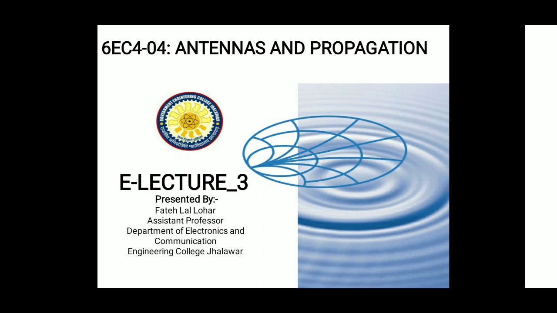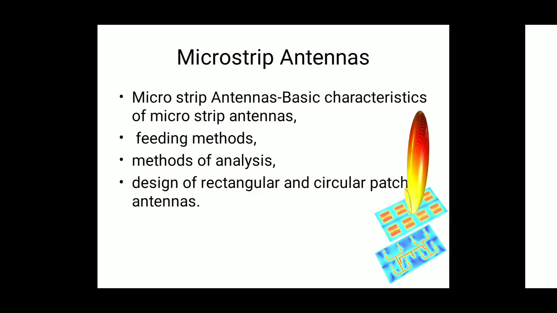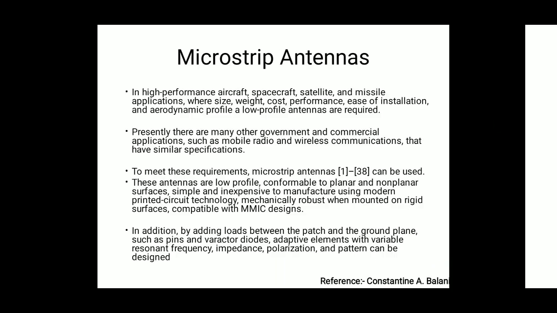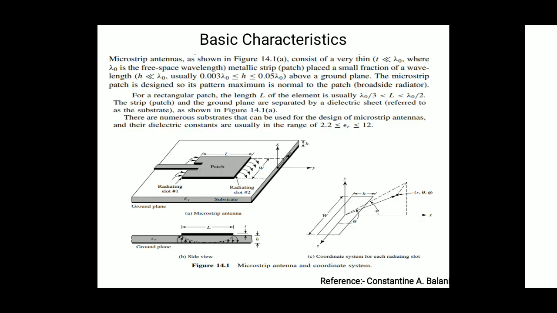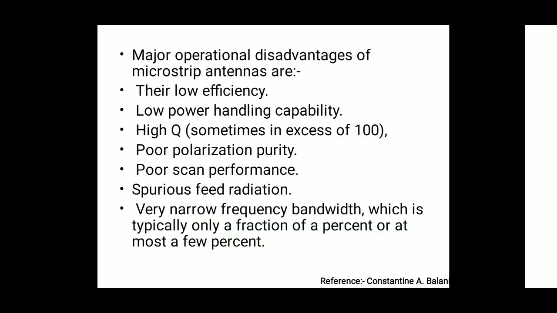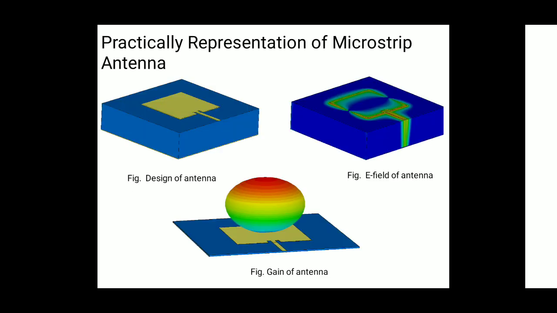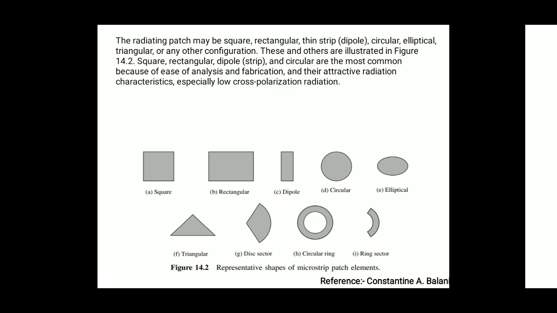As per previous lectures, we have discussed microstrip antennas, and discussed the basic characteristics of the antennas, and also the advantages and disadvantages of the antennas, the practical representation of the antennas, and types of the structures.